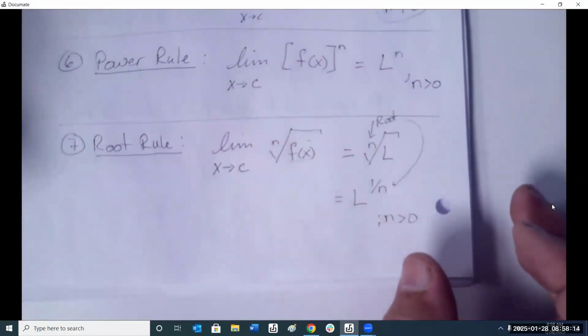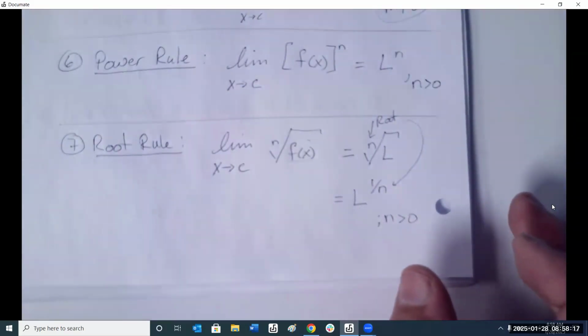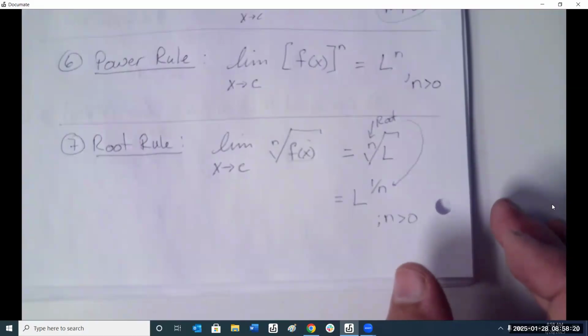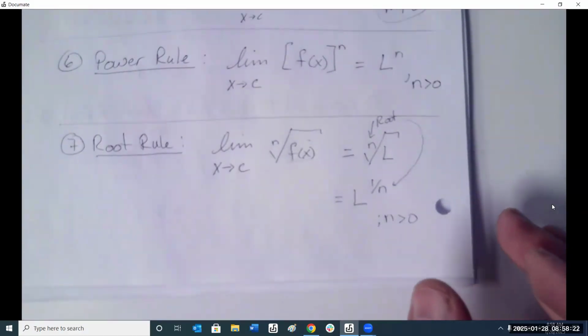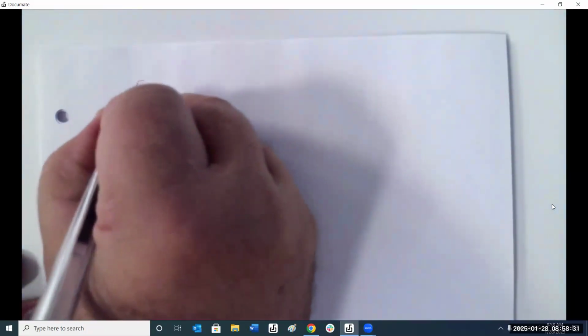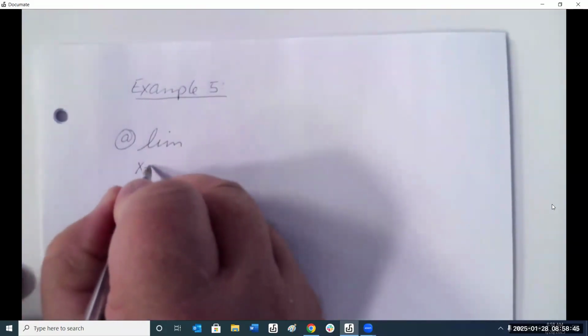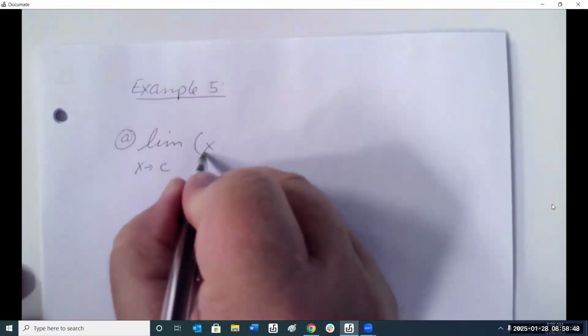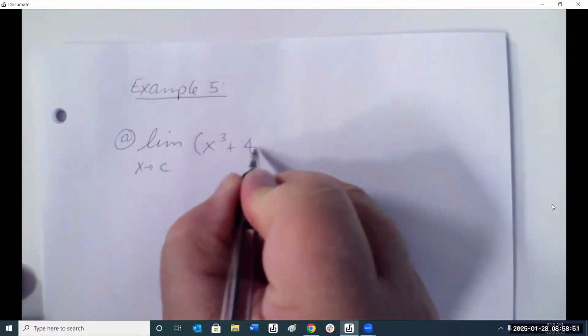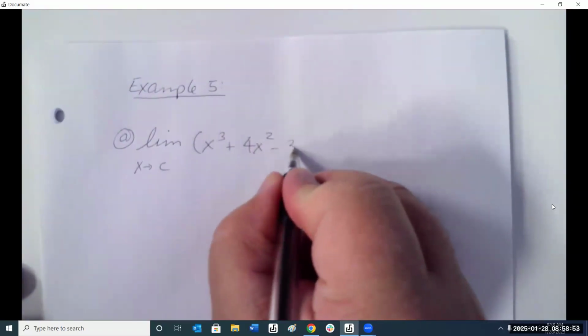And you're going to see these same things in each chapter we talk about. It'll be done with integrals, with derivatives, even with trig functions. Example 5. Find the following. The limit as x approaches c of x cubed plus 4x squared minus 3.